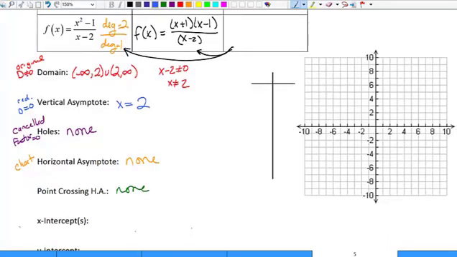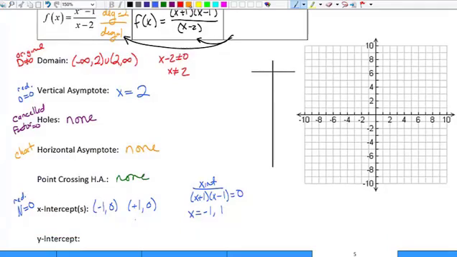To get the x-intercept, I'm going to set the numerator equal to 0. That would be of the reduced one if I had a reduced form. So I take the numerator, x plus 1 times x minus 1, and set it equal to 0. So x is equal to negative 1 or positive 1. So I actually have two x-intercepts: positive 1 comma 0 and negative 1 comma 0.